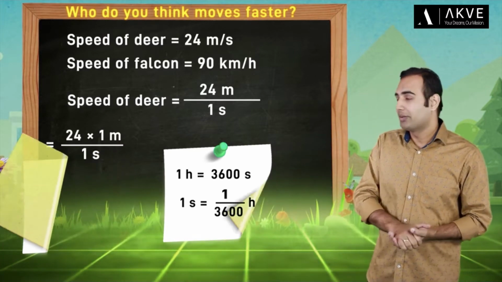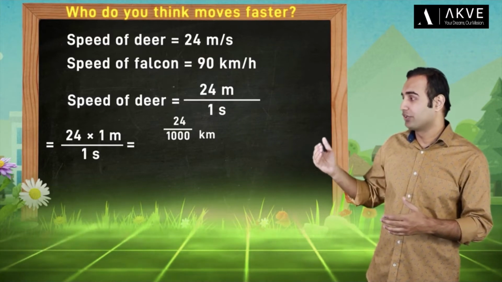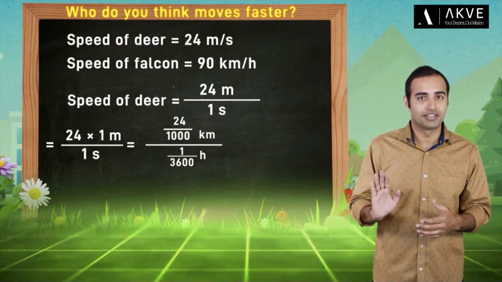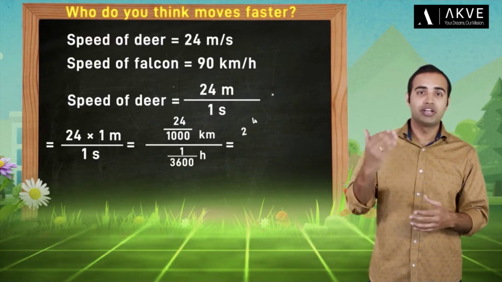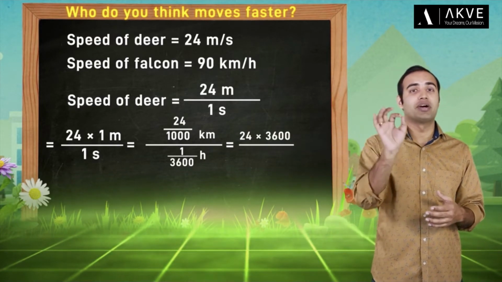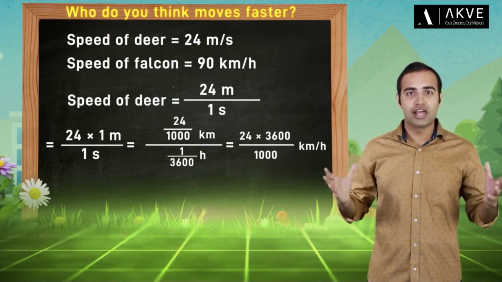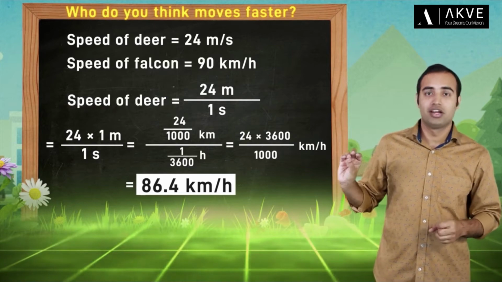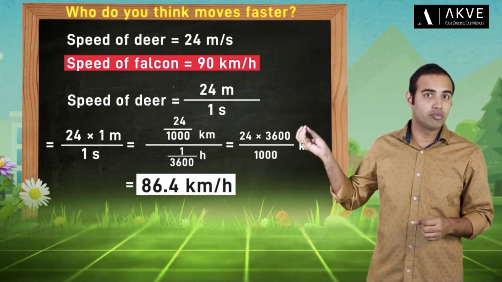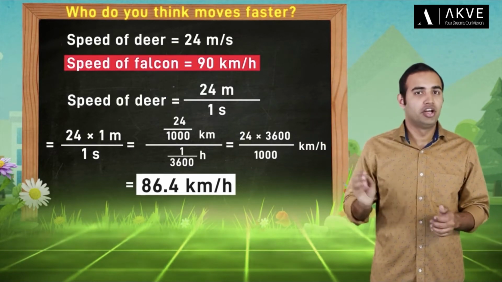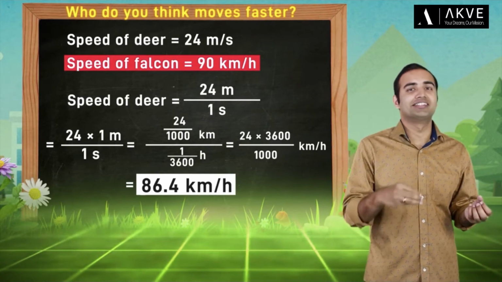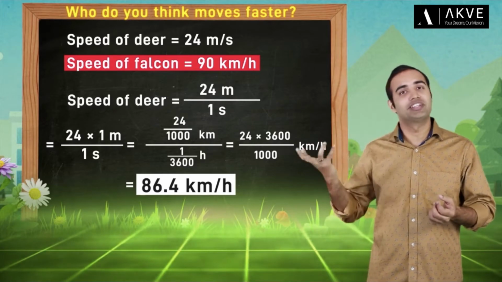Now once I do that, my expression becomes 24 upon 1000 divided by 1 upon 3600. On rearrangement, I get 24 times 3600 divided by 1000. Now this value clearly comes out to be 86.4 kilometers per hour. Now the speed of falcon given in the problem is equal to 90 kilometers per hour. So who do you think is moving faster? Well, clearly it's the falcon that is moving faster in this case.